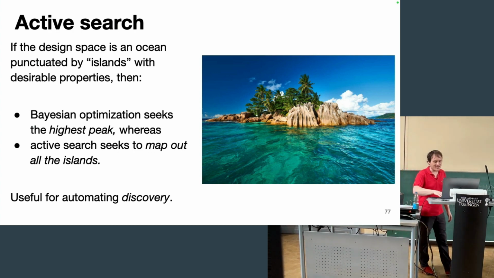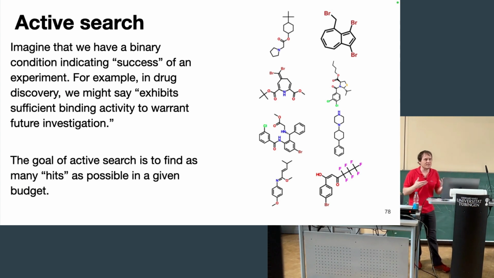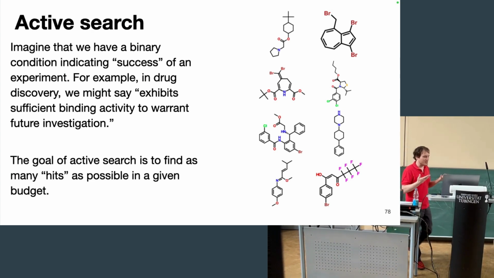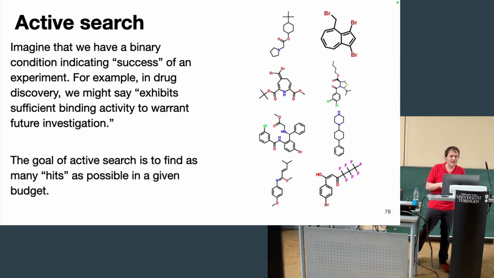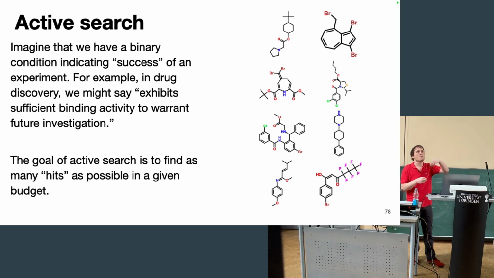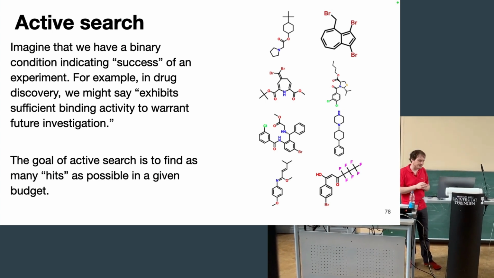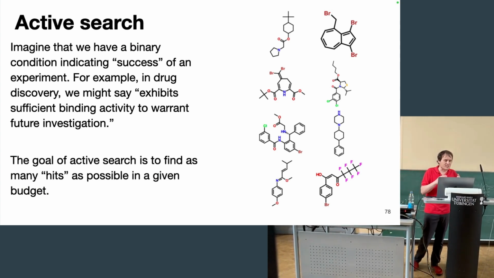So this is really meant as a mathematical model of scientific discovery. We imagine that we're conducting a sequence of experiments where we have some binary condition indicating success of an experiment. For example, in drug discovery, I might define success as saying that some molecule that I'm investigating exhibits sufficient binding activity to some protein to warrant future investigation. Then the goal of active search is to find as many successful experiments as possible inside of an experimental budget.